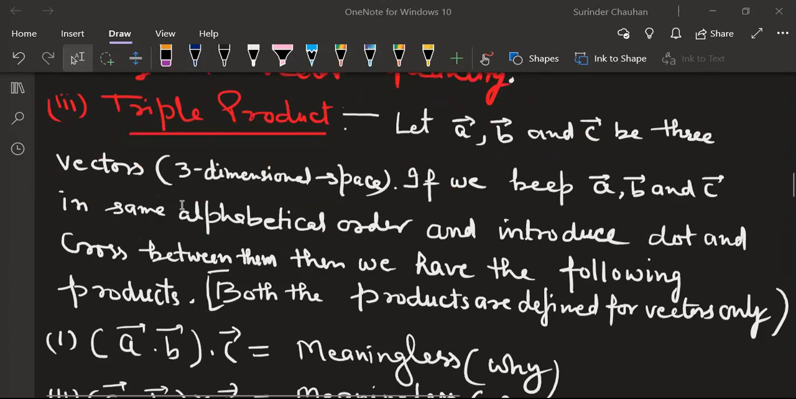So we read in the previous class about the dot and cross product of two vectors. Now in this class, we will proceed towards finding the cross and dot product of three vectors. For that, let us consider three vectors: vector A, vector B, vector C in three-dimensional space. If we keep vector A, vector B, vector C in the same alphabetical order and introduce dot and cross products between them, then we have the following products.